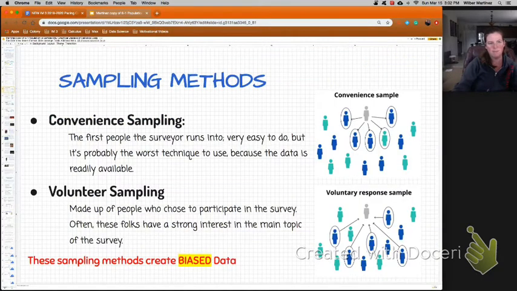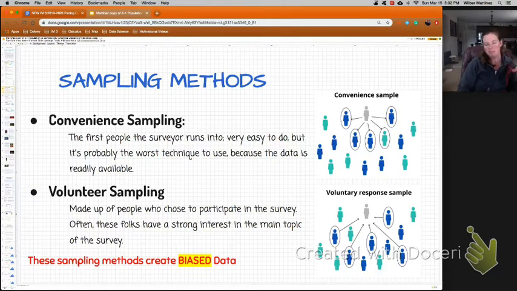All right. So here's some different sampling methods. Convenience sampling. Notice, by the way, at the bottom, it says that these 2 sampling methods create biased data. And you'll see why after we talk about it. So again, make sure you're jotting these down. These are the different types of sampling methods that are important in statistics.